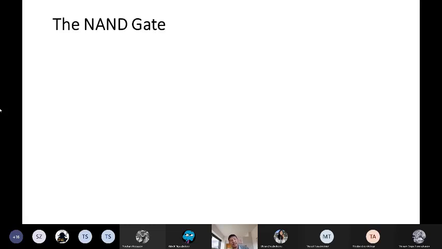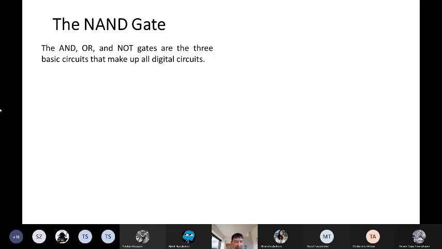Okay, so next interesting gate, we call it the NAND gate. So what is it? It just means NOT AND. So for now we have learned AND, OR, and NOT gates, which are the three basic circuits that make up all the digital circuits.